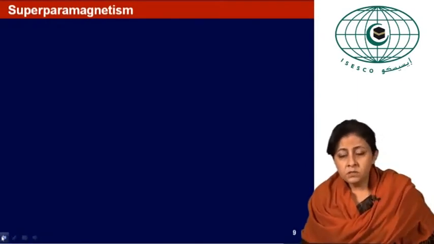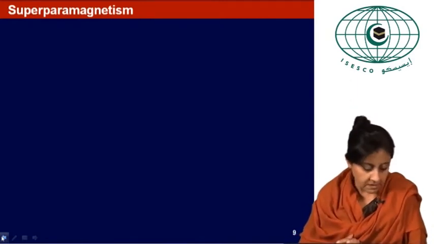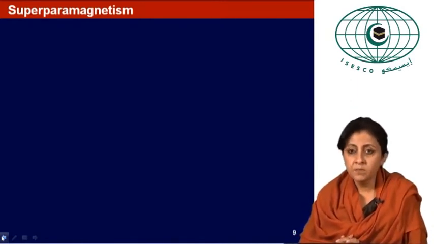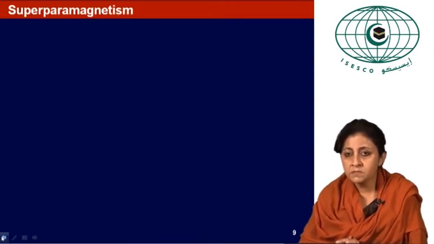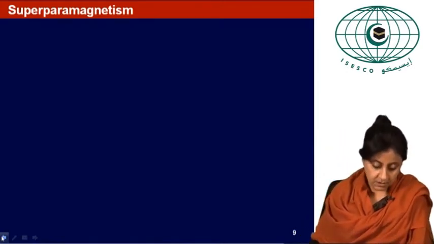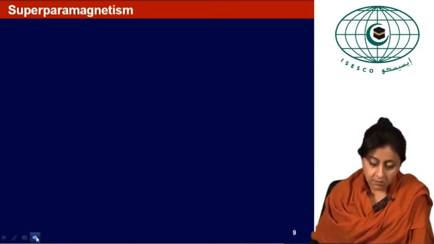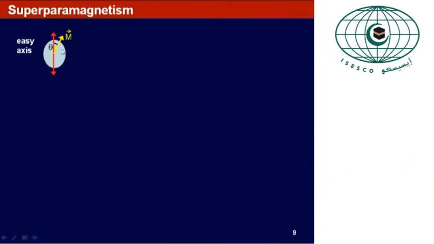And a very important feature when you need to look at magnetic nanoparticles is the phenomenon of superparamagnetism. This is extremely important. It can be used for advantageous purposes, but in some applications it becomes a nuisance. So we need to understand superparamagnetism and how to deal with it or make use of it. This is also something that occurs in single domain particles.